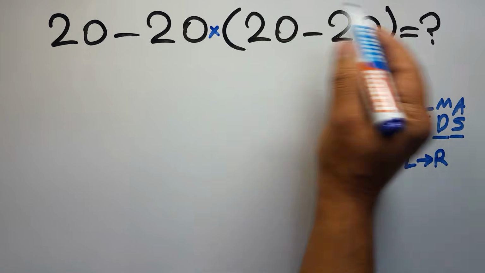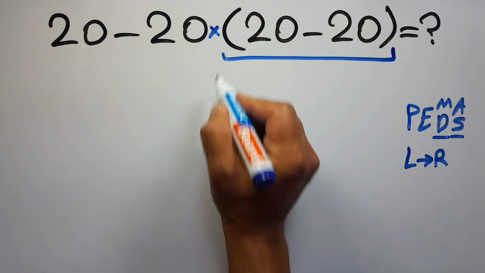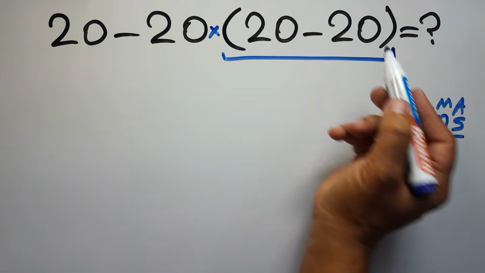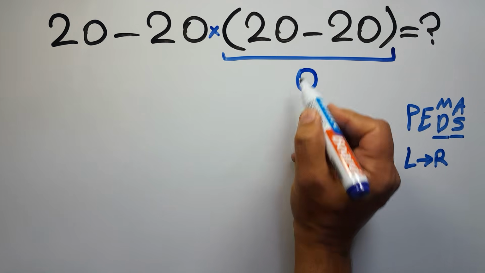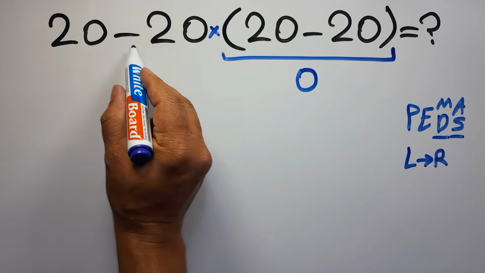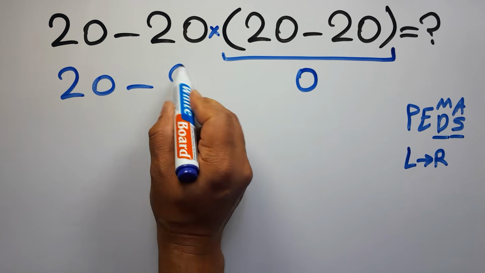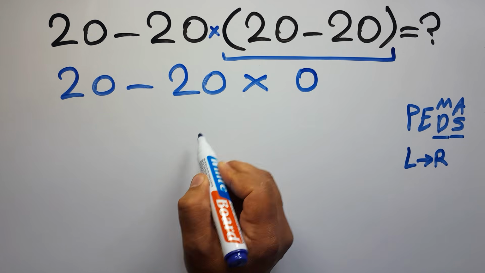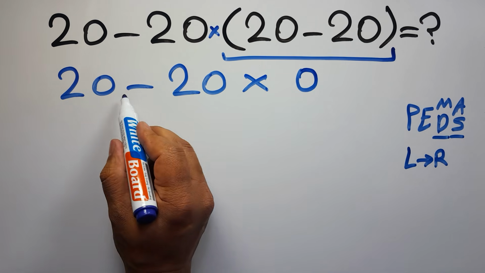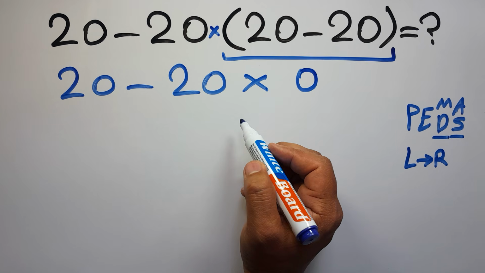So first we have to do this parentheses. Inside this parentheses we have 20 minus 20, which equals 0. So we have 20 minus 20 times 0. Now, in this expression, we have one subtraction and one multiplication.